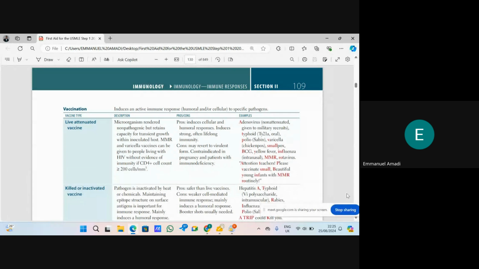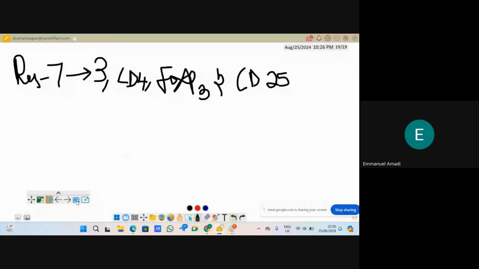Now, the question is, how on earth are you going to remember all this? There's definitely a mnemonic we use. If you have something easier, you can always share. The mnemonic First Aid uses is: attention teacher, please vaccinate small, beautiful young infants with MMR routinely. Yeah, that will make sense for some people, but if you're under exam conditions, you're going to forget that straight up because you have a lot of things in your head. So what I do is this. This is the mnemonic I use.